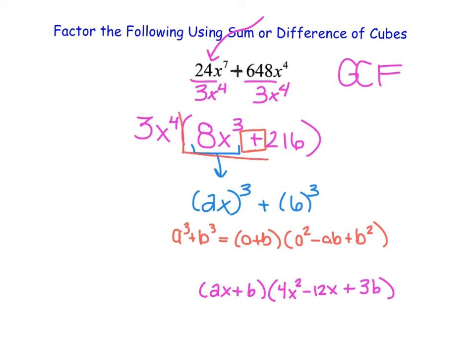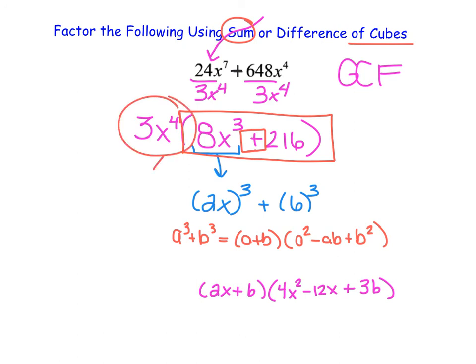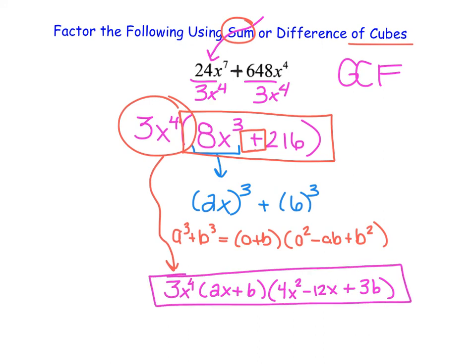Now, I've factored this part right here by using the sum of cubes strategy. However, I can't forget that I did factor out this 3x to the 4th to begin with, so I need to carry that down here to note, well, first I factored out the greatest common factor, and then I used the sum of cubes to factor this further into fully factored form.